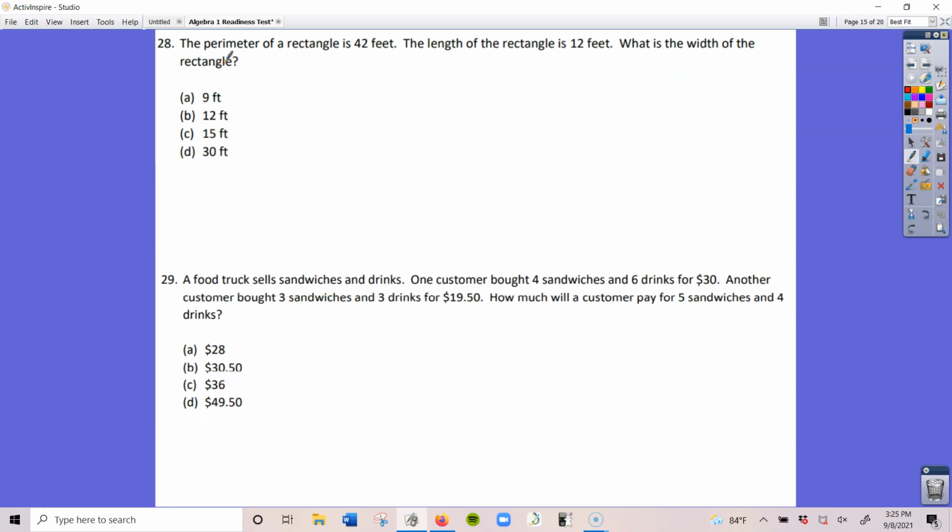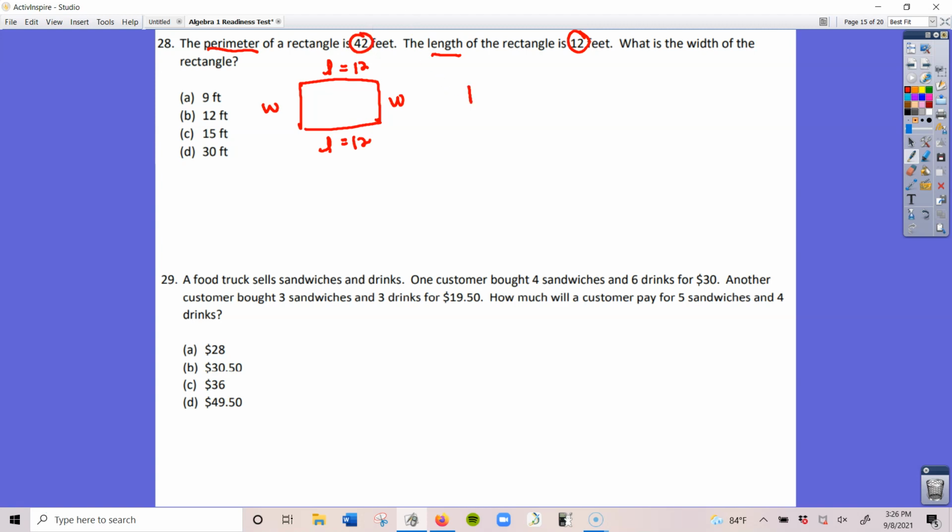For number 28, it says the perimeter of a rectangle is 42 feet. The length of the rectangle is 12 feet. What is the width of the rectangle? So let's draw out our rectangle. This is a length, this is the length, width, and width. It tells me that the length of the rectangle is 12. And the perimeter is 42.